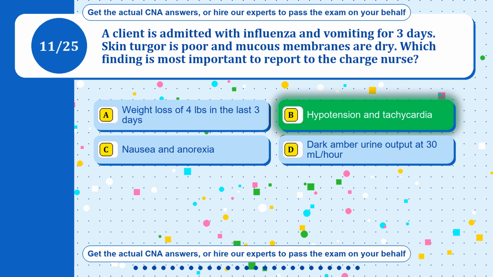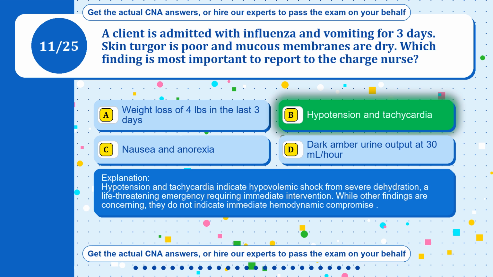The correct answer is option B. Hypotension and tachycardia. Hypotension and tachycardia indicate hypovolemic shock from severe dehydration, a life-threatening emergency requiring immediate intervention. While other findings are concerning, they do not indicate immediate hemodynamic compromise.